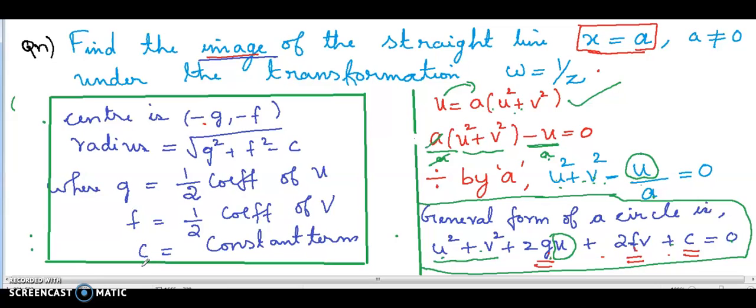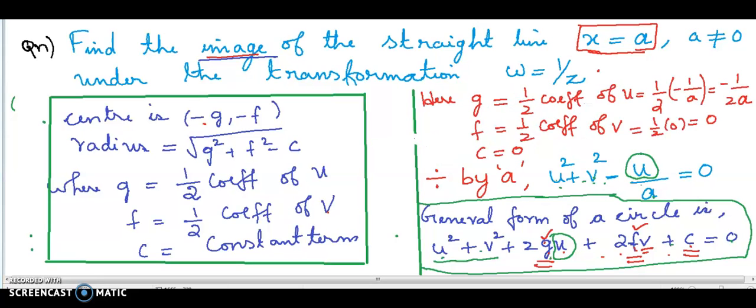And these are the equations to find g, f and c. g is equal to 1 by 2 coefficient of u, f is equal to 1 by 2 coefficient of v, c is equal to the constant term. That is, g you have to divide by 2, f also you have to divide by 2, taking the coefficient of v, and c is the constant term. So let us find g, f and c.